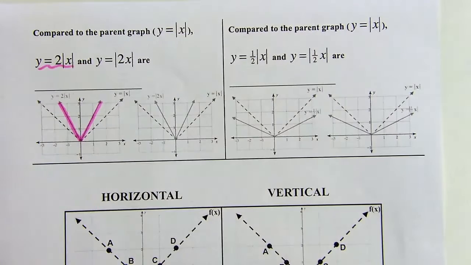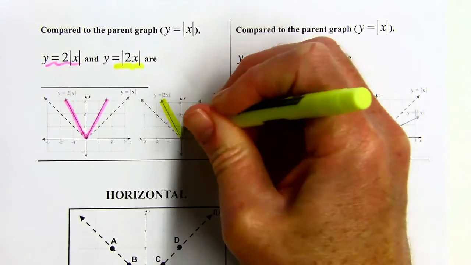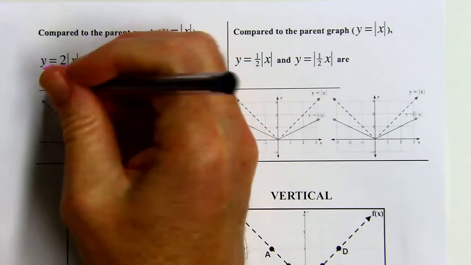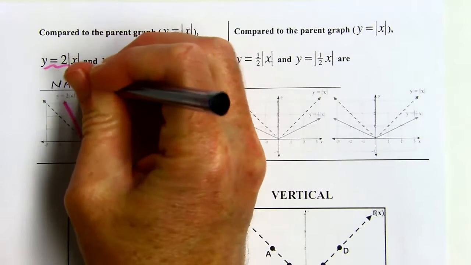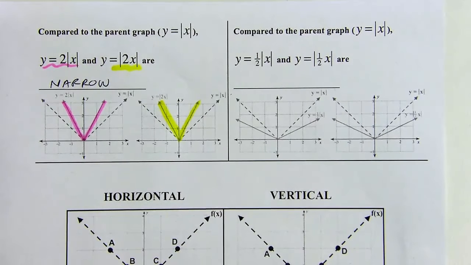And then this one would look like that compared to the parent graph. So you notice both of them are going to look narrow compared to the parent graph. That's not a technical term, and that's a little bit of an oversimplification because one of these is going to be a horizontal shrink and the other one's a vertical stretch, and it does matter which is which, okay?